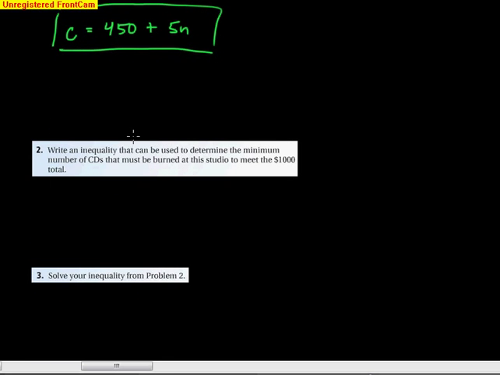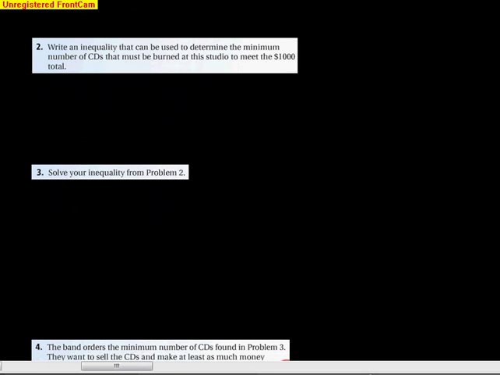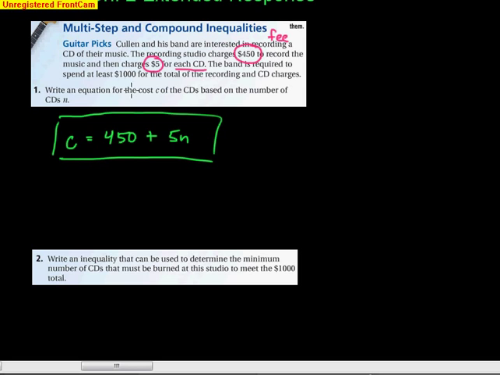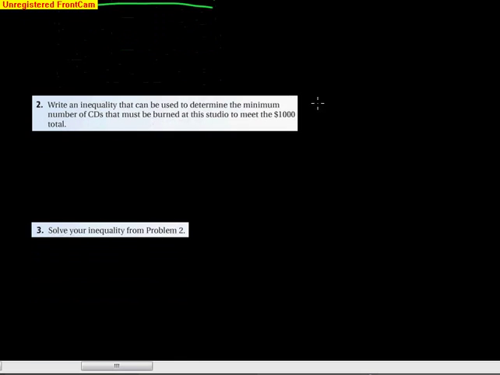Second question. Write an inequality that can be used to determine the minimum number of CDs that must be burned at this studio to meet the $1,000 total. So notice up here in the problem it says at least $1,000. At least means greater than or equal to. It can be the minimum or you can have more. So the cost here of 450 plus 5N must be at least $1,000. And there's our inequality in step 2: 450 plus 5N must be at least 1,000.